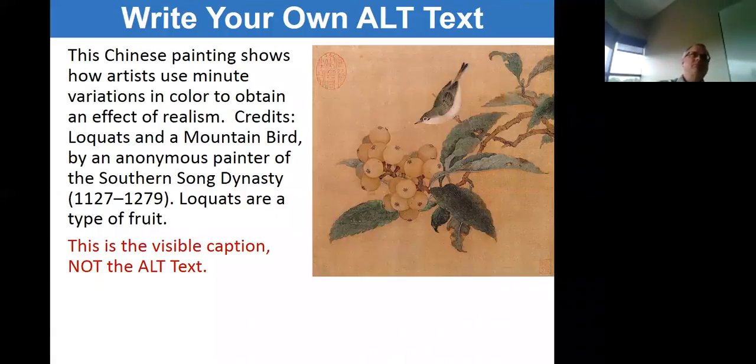I would say Chinese painting shows how artists use unique variations in color to obtain effective realism and then leave off the rest. Okay, but what's up here? This is the caption that appears for everyone. How would you describe that image with just the alt text? A group of birds are attempting to eat fruit that's on a tree.